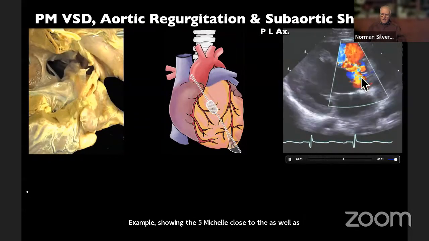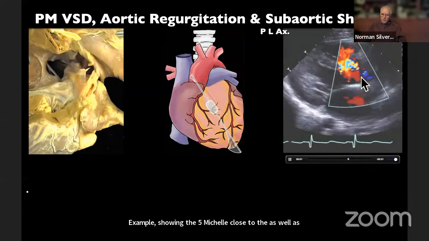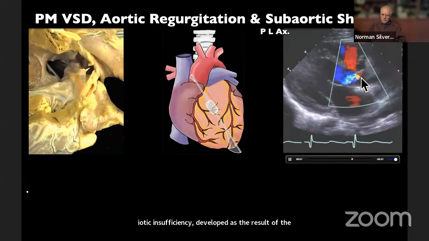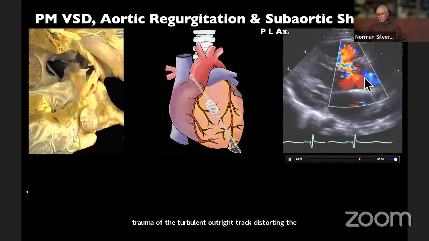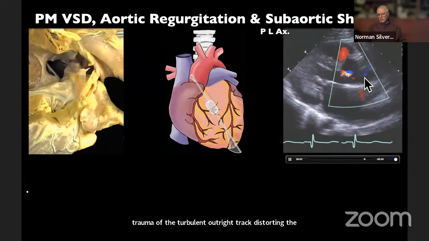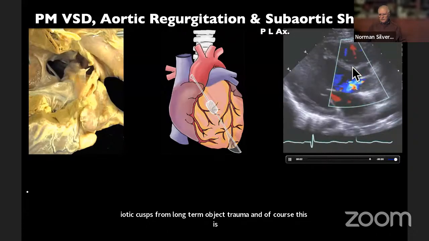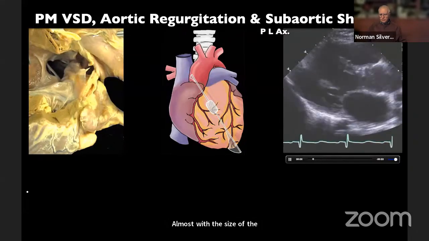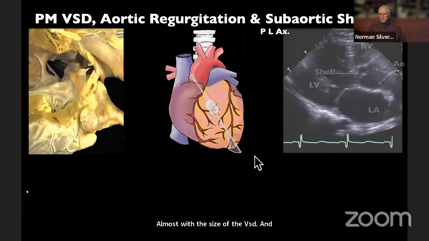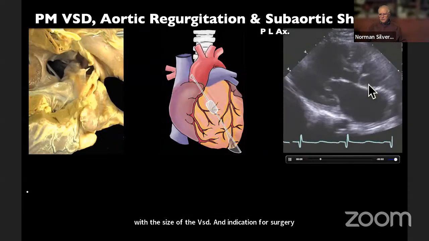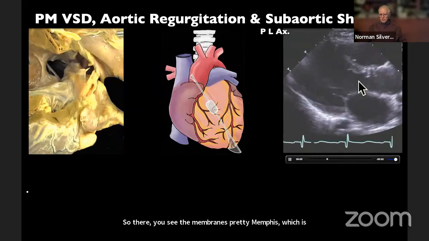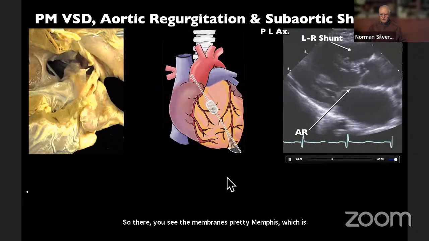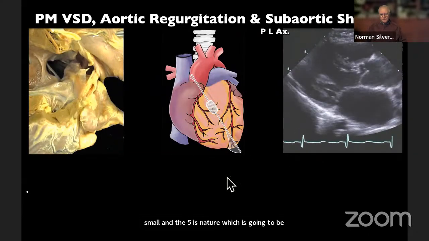insufficiency developed as the result of the trauma of the turbulent outflow tract distorting the aortic cusps from long-term jet trauma. And of course, this is almost with the size of the VSD, an indication for surgery. So there you see the perimembranous VSD, which is small, and the fibrous nature, which is going to be progressive throughout the life of this patient, if not operated on.